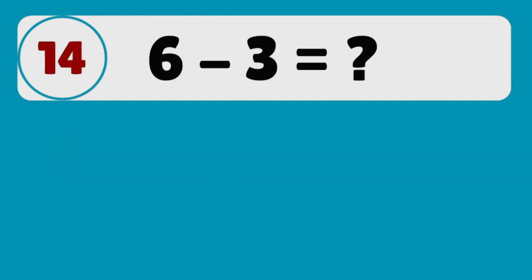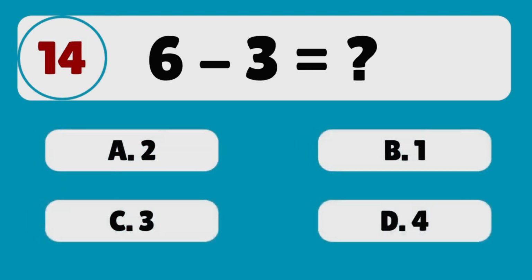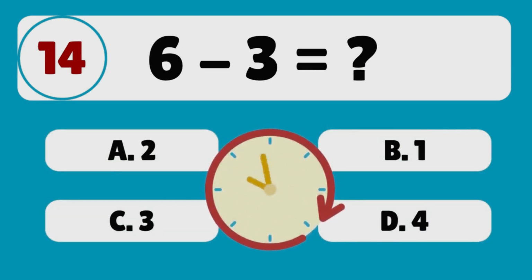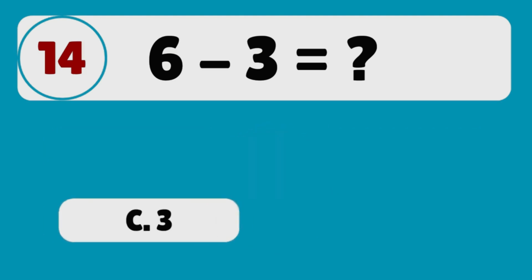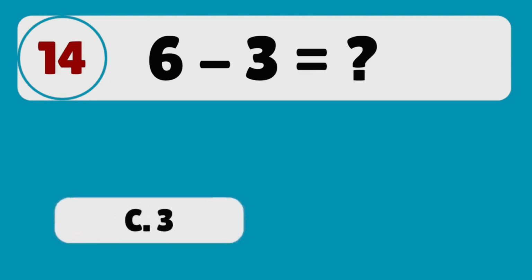Great work! Question 14. What is 6 minus 3? The answer is C. 6 minus 3 is equal to 3.